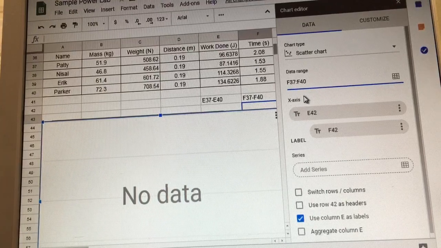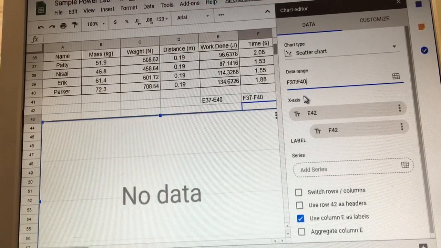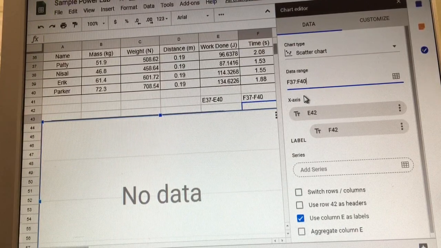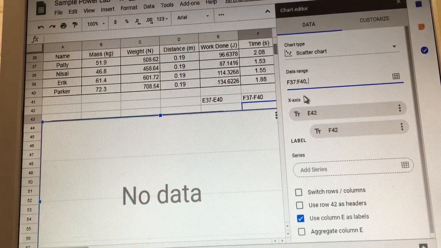And so what this tells the computer to do is graph everything in between those two cells, including those cells. So it tells it to graph 37, 38, 39, and 40. So that's half of my data. I'm going to separate it from the other half by putting a comma.